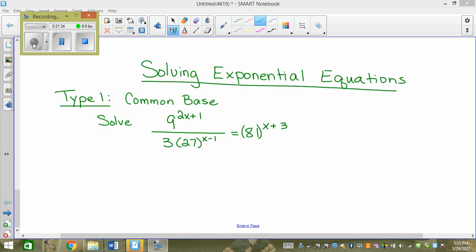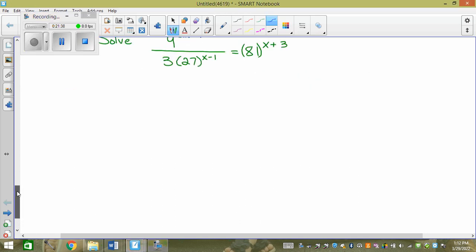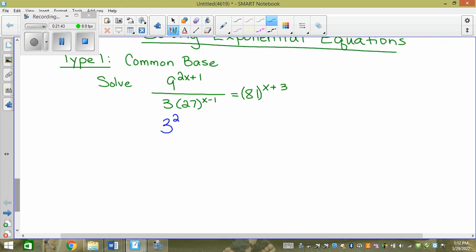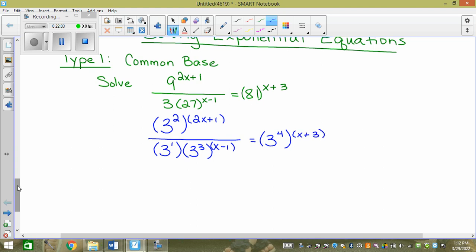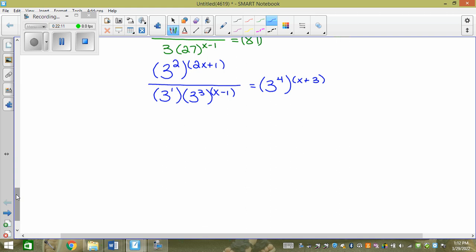Okay. So I'm going to make them all be base 3. This one is 3 squared to the 2x plus 1. This one is 3 to the 1. This one is 3 to the 3 to the x minus 1. 81 is 3 to the 4 to the x plus 3. So our first step is to always get them to be the same base. Our second step is to distribute that new exponent into the other exponents. So we're going to get 3 to the 4x plus 2 over 3 to the 1 times 3 to the 3x minus 3 equals 3 to the 4x plus 12.